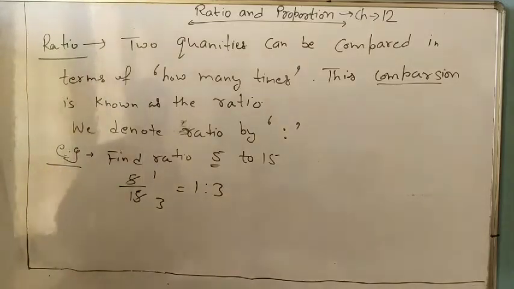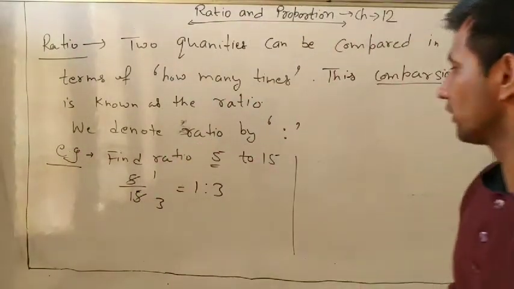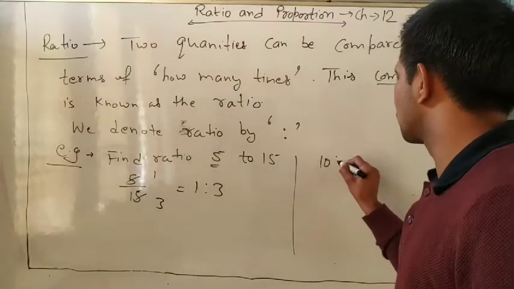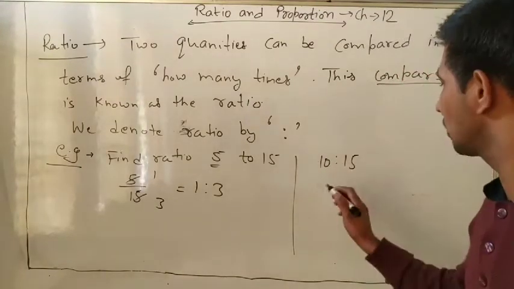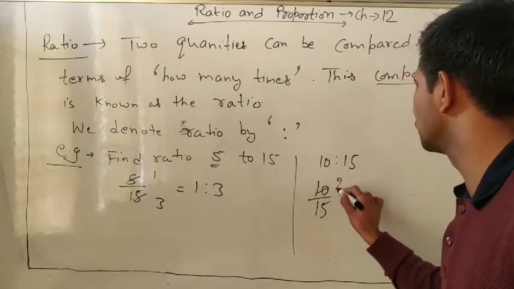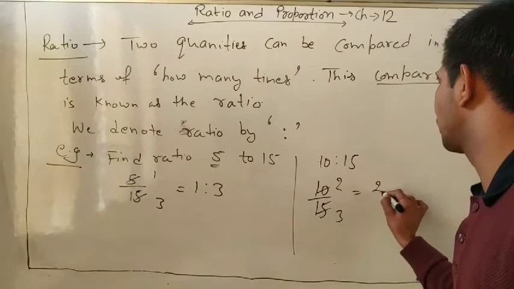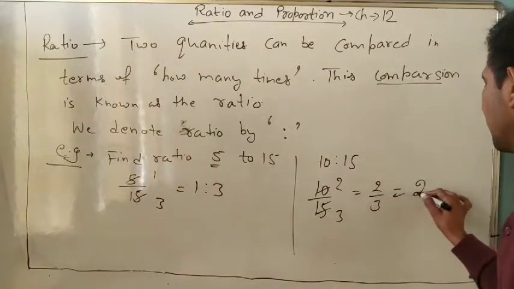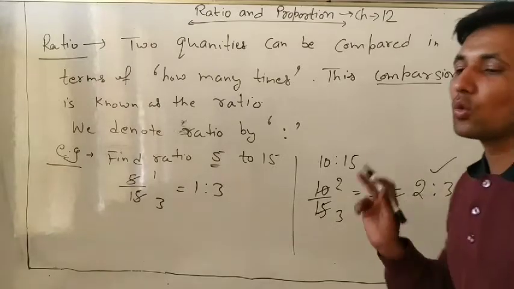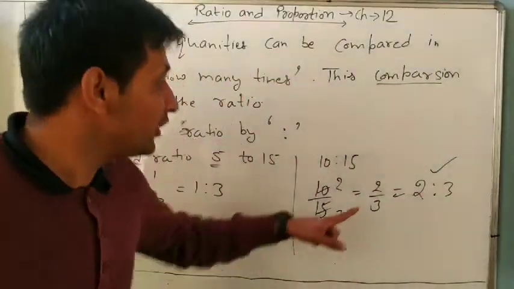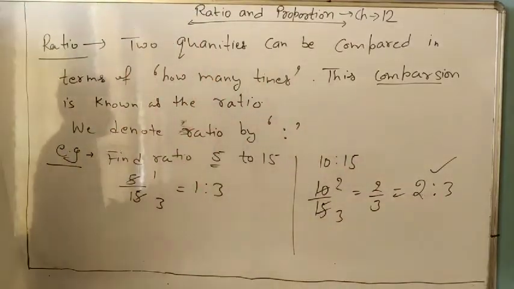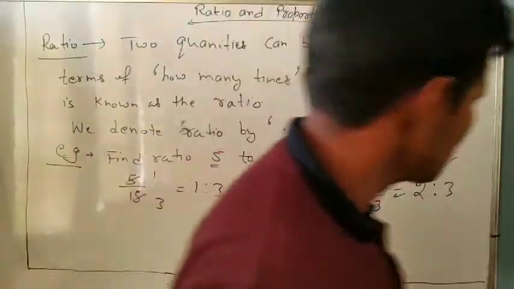Understand or not? One more example. You can note. Suppose find ratio 10:15. How will you find ratio? So 10 divided by 15. 5 twos are 10, 5 threes are 15. So it is 2/3. What we can write? 2:3. Understand or not? So we can write ratio in division also. Understand it?